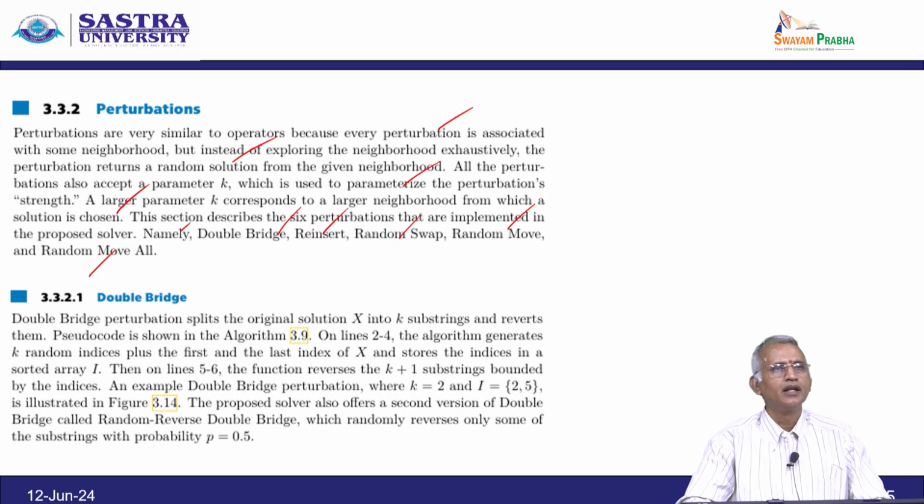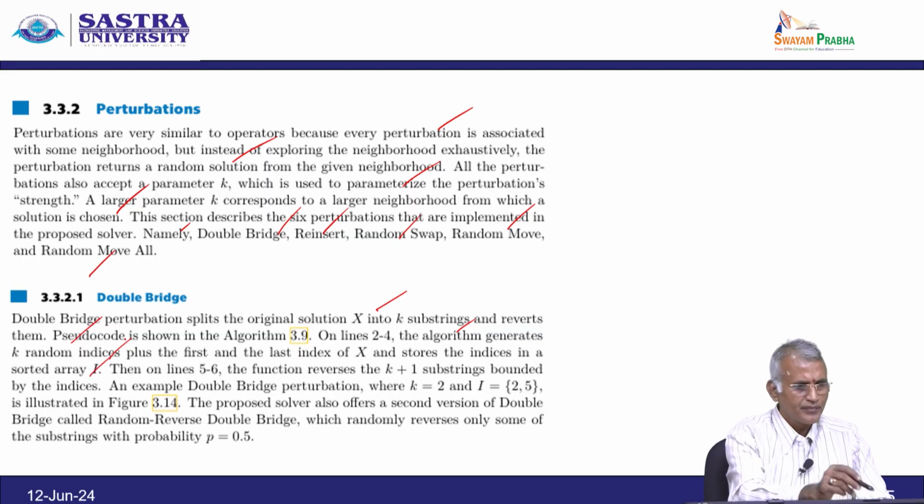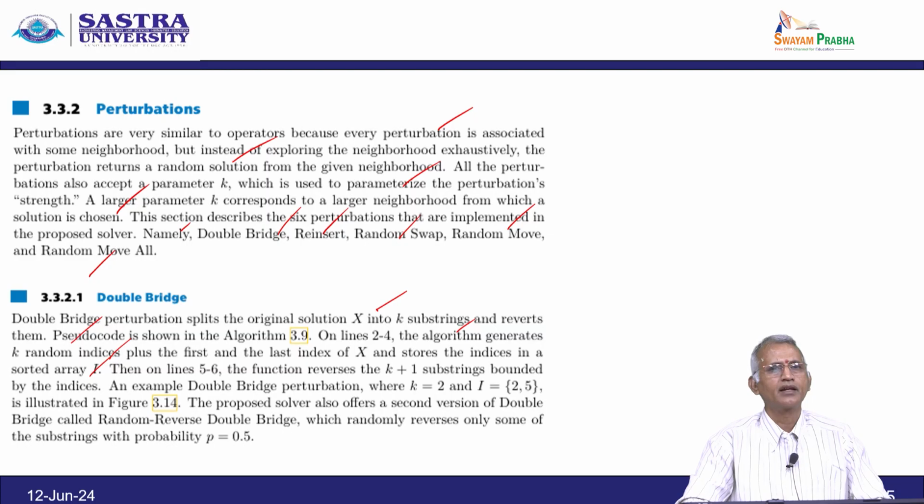Next, double bridge. The double bridge perturbation splits the original solution x into k substrings and reverts them. Pseudocode is shown in the algorithm. On lines 2 to 4, the algorithm generates k random indices plus the first and the last index of x and stores the indices in a shorter array I. Then on lines 5 to 6, the function reverses the k plus 1 substrings bounded by the indices. An example double bridge perturbation where k equals 2 and I equals 2, 5 is illustrated in the figure. The proposed solver also offers a second version of double bridge called random reverse double bridge, which randomly reverses only some of the substrings with probability p equal to 0.5.